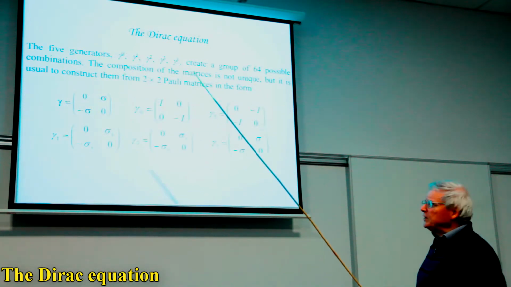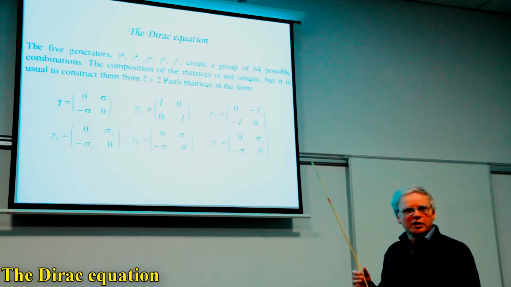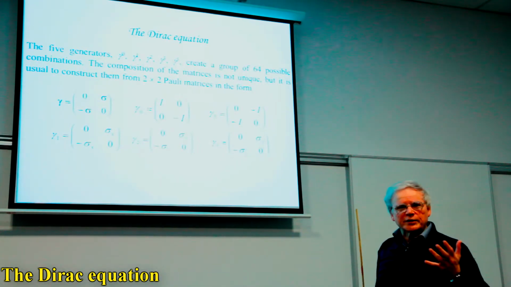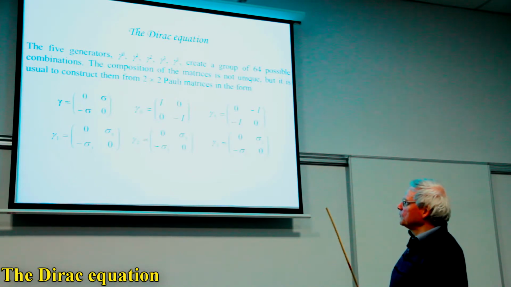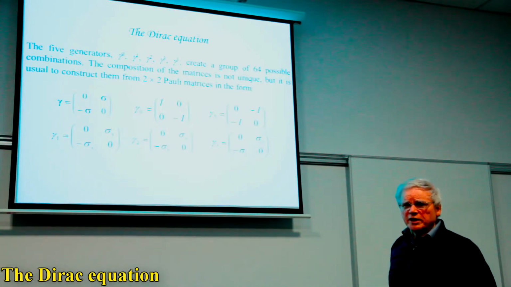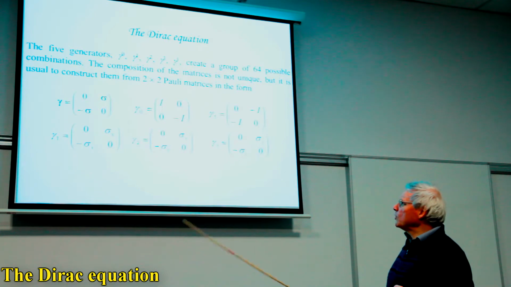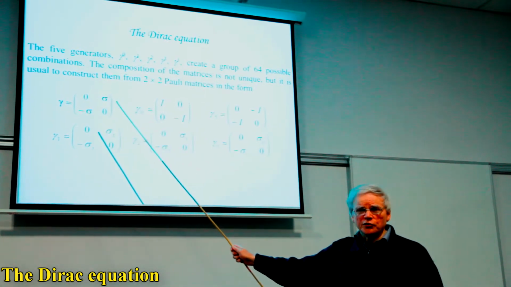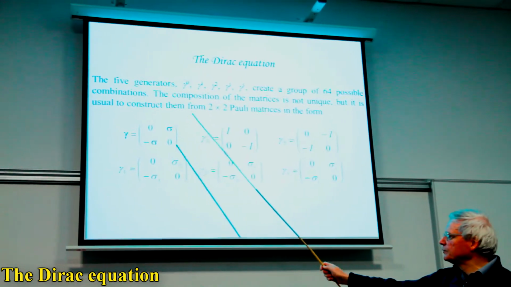Now, we can treat these gammas also as generators of a group of order 64. And we're familiar with groups of order 64 because we've done that since the 2nd lecture onwards. We've been talking about groups of order 64 made of 5 generators. Now, the composition of these matrices isn't unique. There isn't only one way of doing them. But this is the classic way in which one normally does them, though other matrices are used for special purposes.